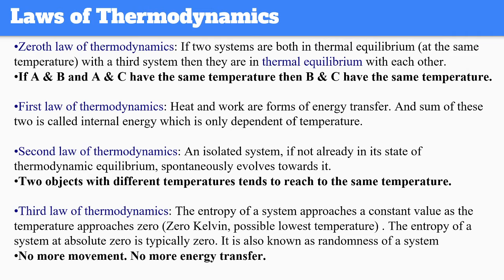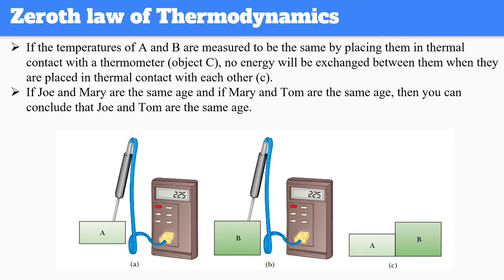We're going to have 4 laws of thermodynamics, but they're not going to start from 1. They're going to start from 0. So the 0th law, 1st, 2nd, and 3rd law. The 0th law says if you have 2 objects at the same temperature, and you put those 2 together, then there won't be any heat transfer between them.